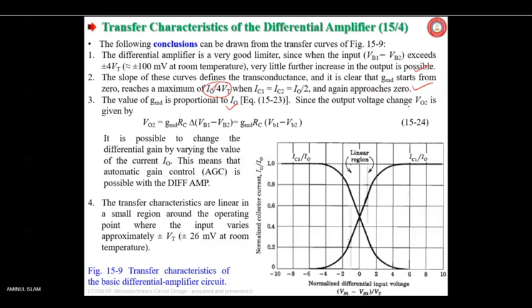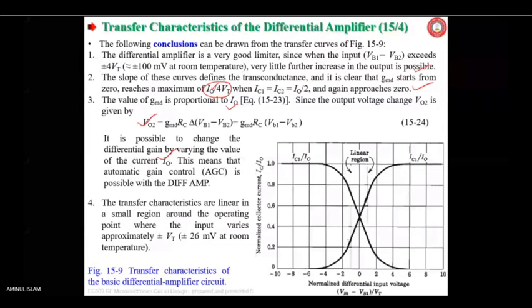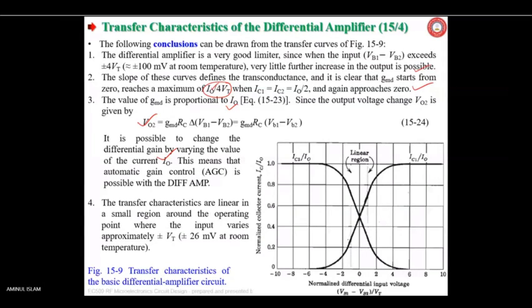See, the output voltage change VO2 is given by this. It is possible to change the differential gain by varying the value of current IO. This means that automatic gain control is possible with the differential amplifier, by the bias current IO.